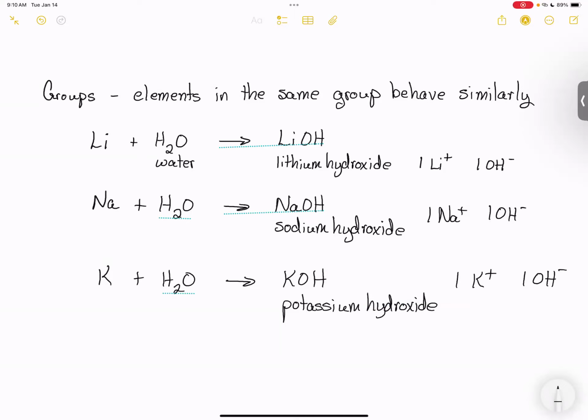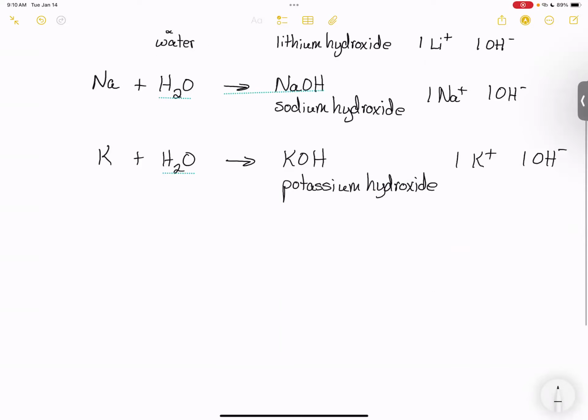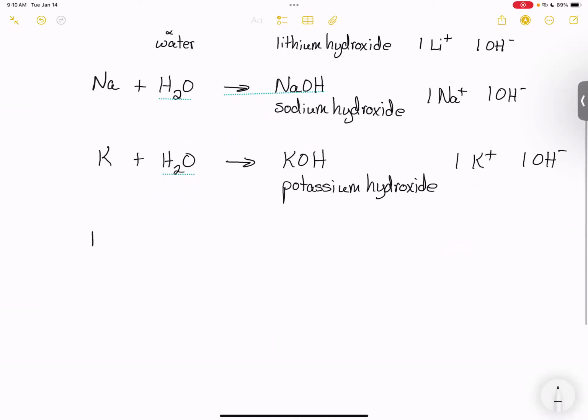Remember earlier when I talked about element 119 that doesn't exist yet? If I throw 119 in water, I'm going to get out 119 hydroxide, where I'll have one 119 cation and one hydroxide ion. Again, it's predictive. I didn't need to know what element 119 is.